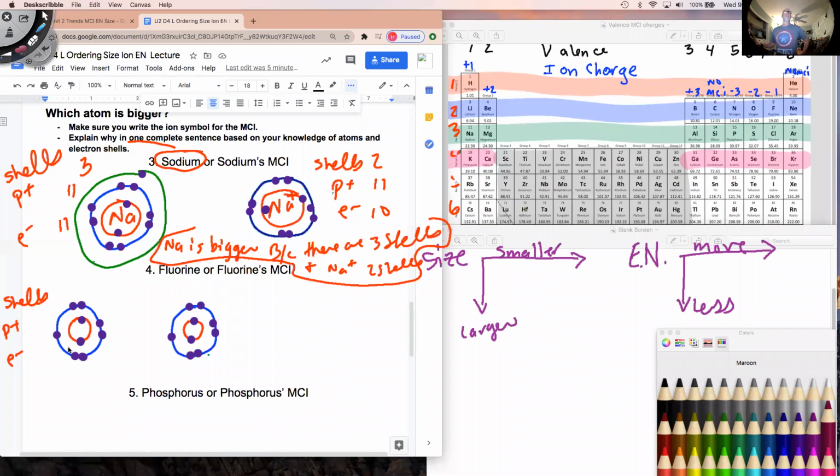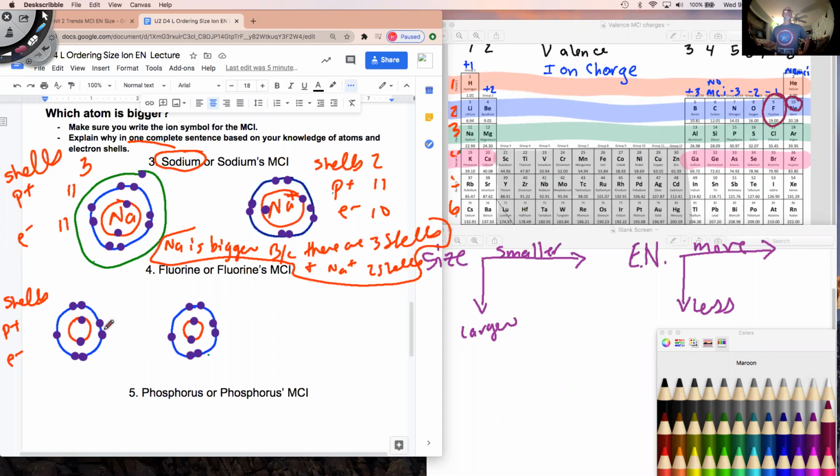So for this next one, I've already drawn the shells for you. You can see that fluorine has 2 shells. Fluorine has 9 protons and 9 electrons. So is fluorine a happy camper? Not really, because fluorine has 9 electrons, and it really wants to have 10. It wants to have a full shell. 1, 2, 3, 4, 5, 6, 7, 8.